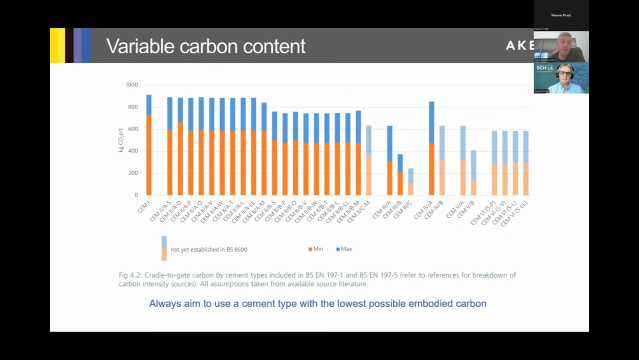So another thing to be aware of is that different cement types are never the same. So there's a variable carbon content within each of the prescribed cement types under BS 8500. And so again, when stipulating mix designs, always aim to use the cement type with the lowest possible embodied carbon that suits your need.